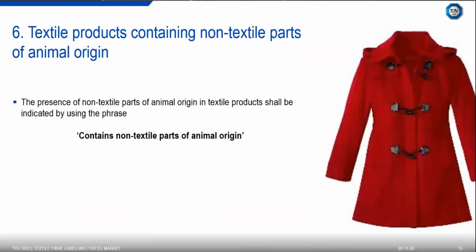We have often noticed that certain textile products may contain components made of animal origin. Like it could have buttons or toggles made of bone, or a leather patch attached to the garment. So leather patches, bones or shell buttons, these kinds of components originate from animals. Therefore, a statement like "contains non-textile parts of animal origin" has to be present on the label. So if any textile product contains such a component, this statement mandatorily needs to be indicated.